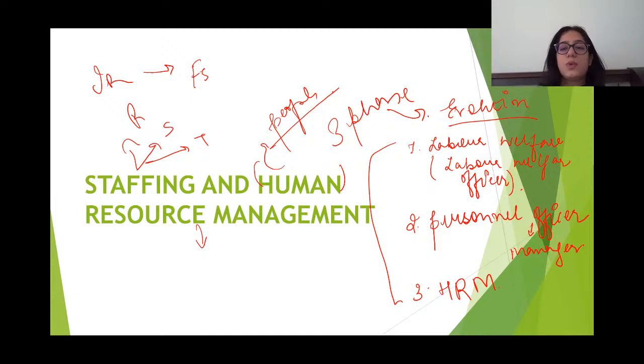Okay, so I was quickly going over the evolution of human resource management. When we talk about human resource management and staffing together, it has been seen that human resource management has replaced the very traditional concept of labor welfare and personnel management. In modern times of management, it has evolved from a number of interrelated developments which date back to the era of the industrial revolution.